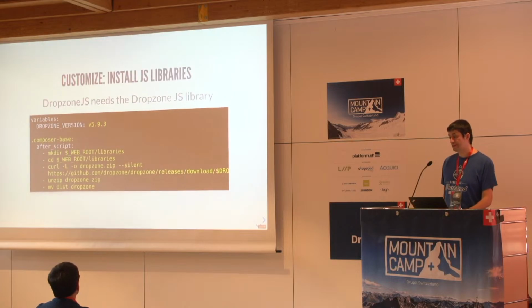You can install JavaScript libraries. For example, the Dropzone module uses the composer base of the script to download the Dropzone library, move it to the right place, unzip it, and so on, and then the tests can use it and can rely on it. You might notice that I used a variable here for the version, because Dropzone wants to test different versions. I can do that as well.